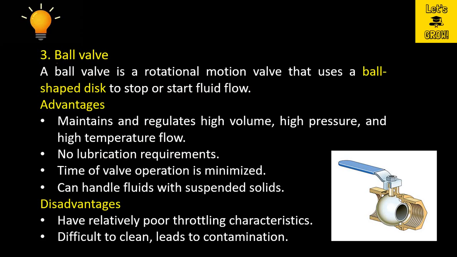Now another type of valve is the ball valve. Here you can see the figure. A ball valve is a rotational motion valve that uses a ball-shaped disc to start or stop the fluid flow. Whenever you rotate this knob in either direction, it will close or open, and it will allow or stop the flow.